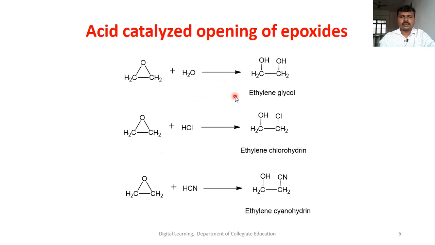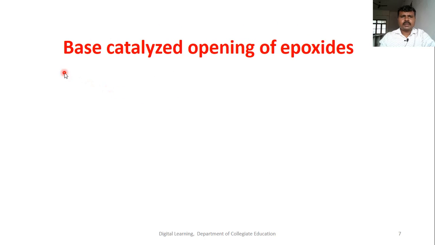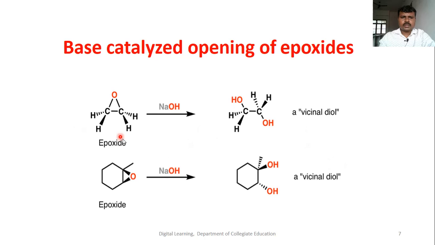Next we will see base catalyzed ring opening of epoxides. Epoxide undergoes ring opening reaction in the presence of base to give vicinal diols. So this is the epoxide. This epoxide reacts with sodium hydroxide to give vicinal diol. The cyclic compound containing an epoxide also undergoes ring opening reaction with sodium hydroxide or a base to give vicinal diol.